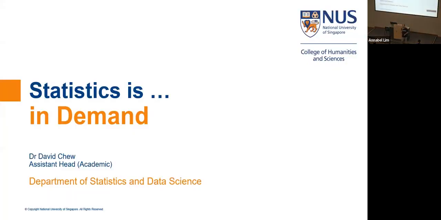So my name is David Chu. I'm the assistant head for academics in the Department of Data Science and Statistics. Maybe I should say Statistics and Data Science, actually. So our department has several programs. Some of you might have been at the Data Science and Analytics talk just a while ago. My colleague, Prof. Lim Tiong Wee, was probably telling you about the Data Science and Analytics program. So the statistics program has been around since, let me see, it's on my t-shirt actually, 1998. So next year will be 25 years.